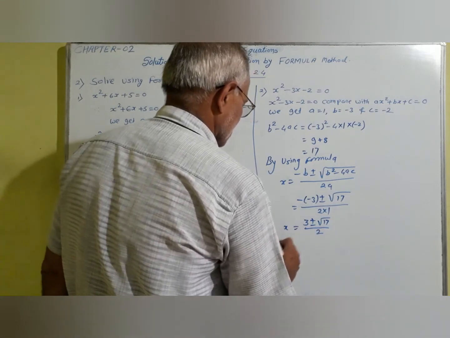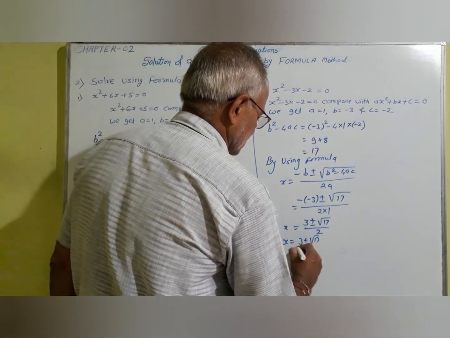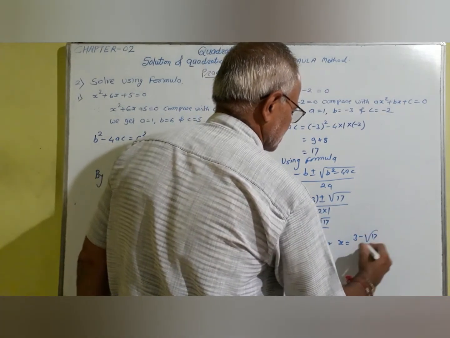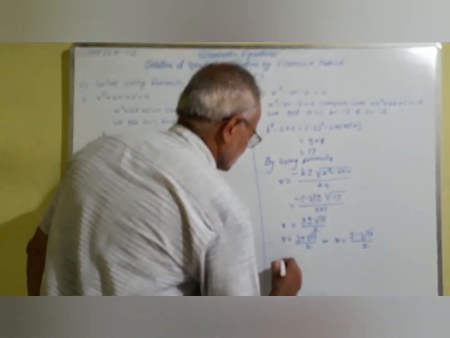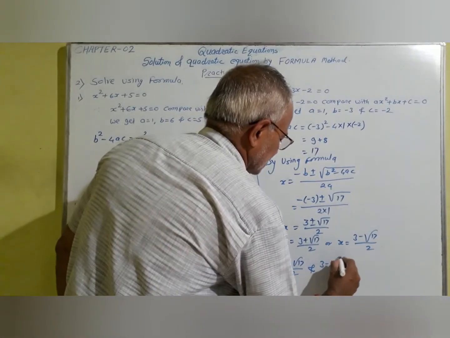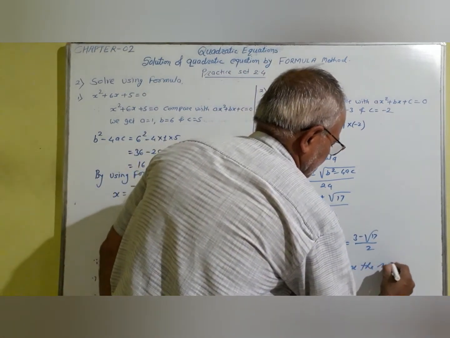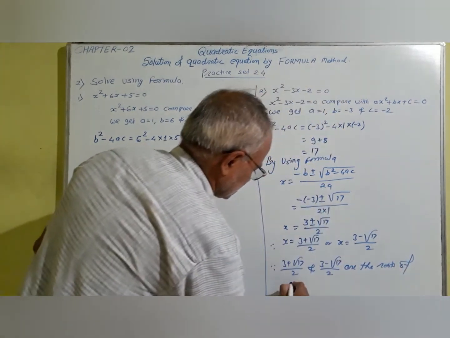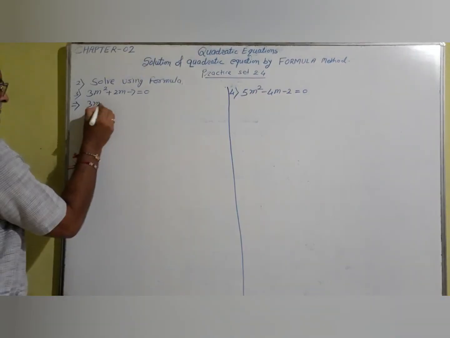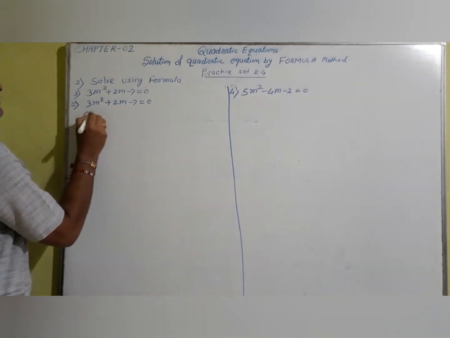By 2, and therefore x is equal to 3 plus square root of 17 upon 2, or x is equal to 3 minus square root of 17 upon 2, and therefore 3 plus square root of 17 upon 2 and 3 minus square root of 17 upon 2 are the roots of the given quadratic equation.